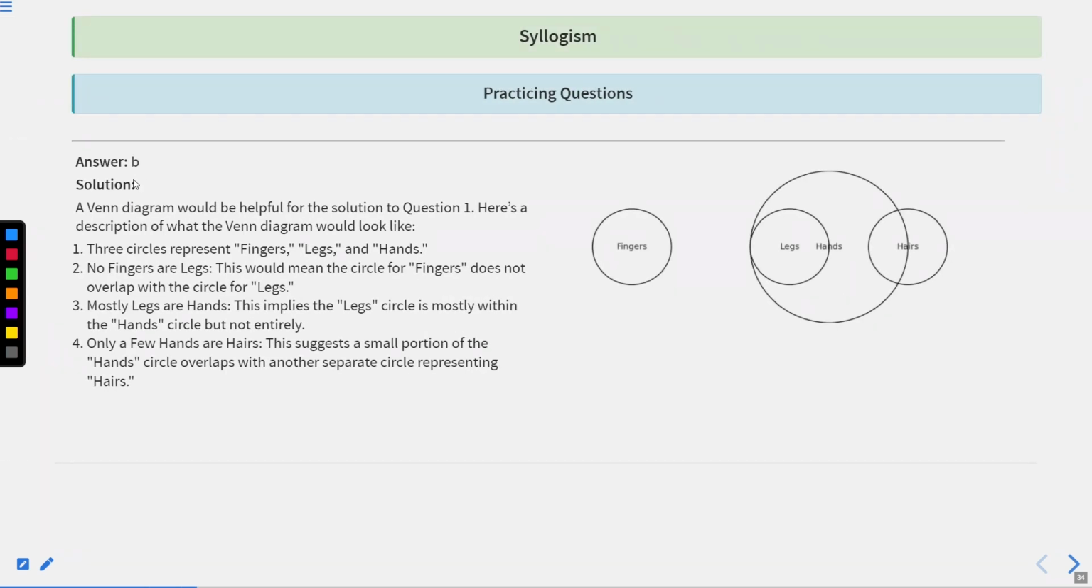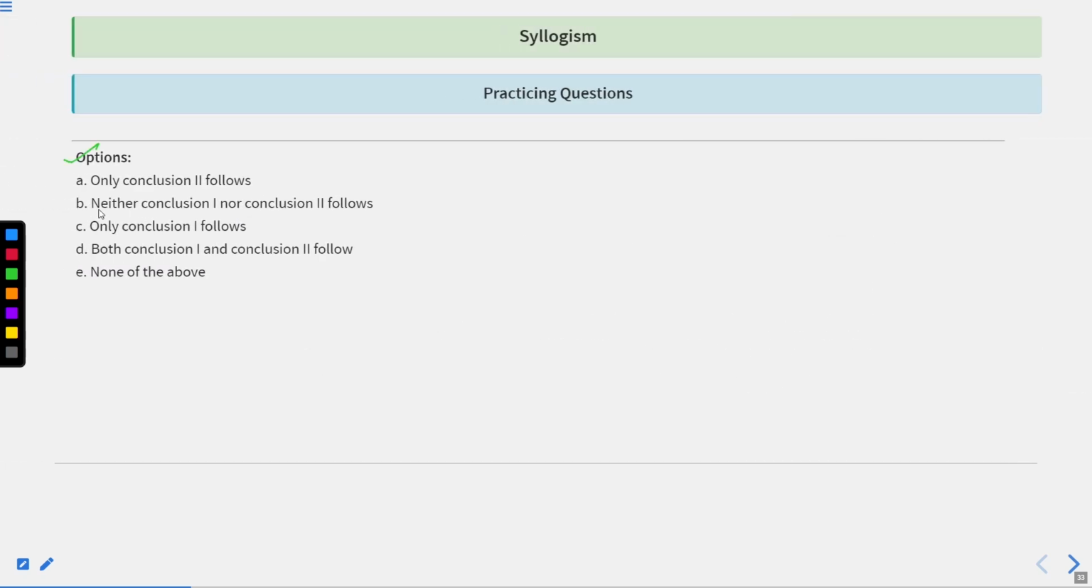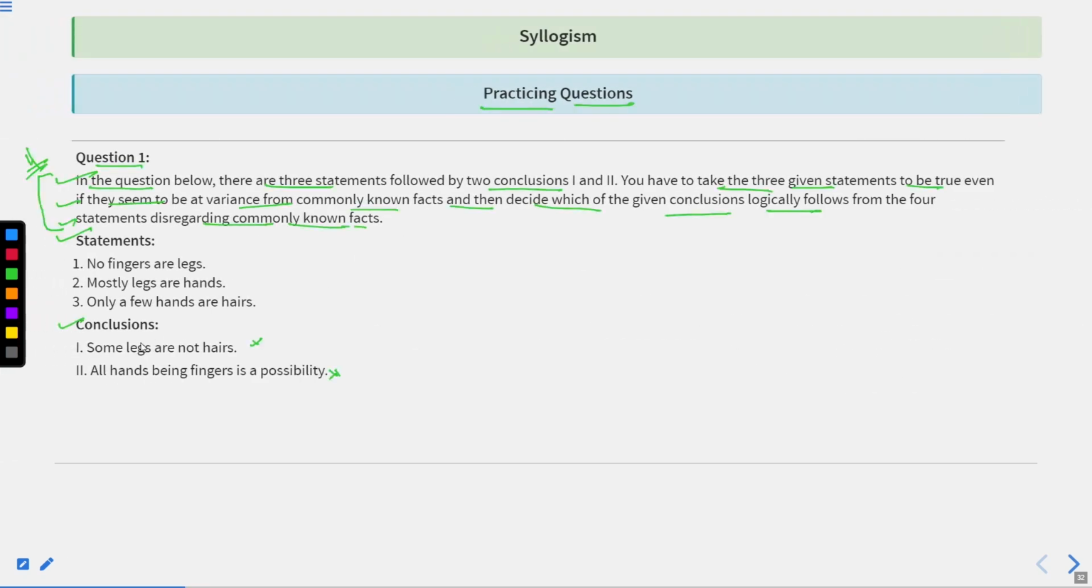So this is what the Venn diagram is showing. Okay, so this is the answer: neither conclusion 1 nor conclusion 2 follows. I have already informed you of this, because what you can see is that there is no logical relation that can be derived from the statement that has been given.